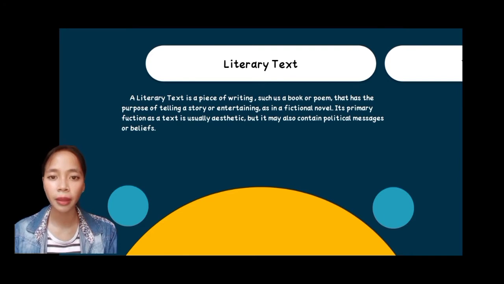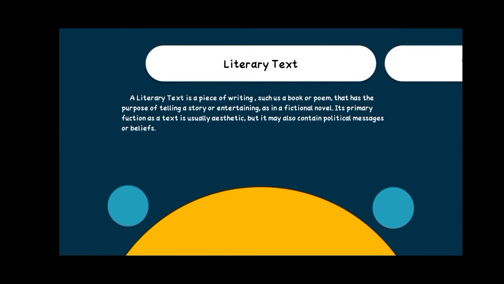Let's define first what is literary text. Literary text is a piece of writing, such as a book or poem, that has a purpose of telling a story or entertaining, as in a fictional novel. Its primary function as a text is usually static, but it may also contain political messages or beliefs.